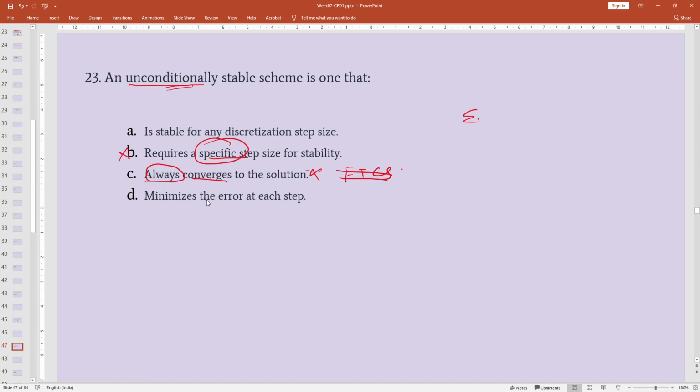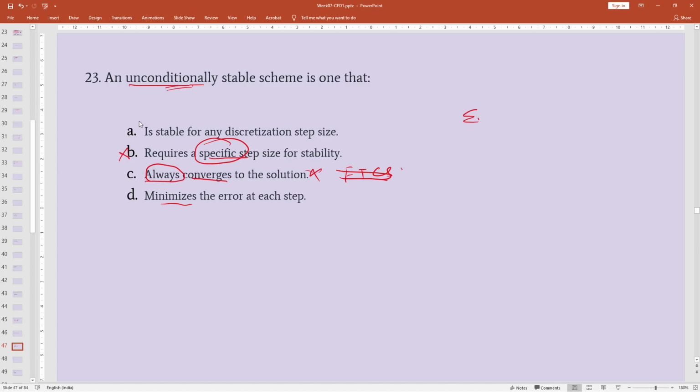Again, option D minimizes the error at each step. So for minimizing the error at each step, the amplification factor should be less than 1. So that also we can't assume from unconditionally stable. Unconditionally stable means it is not the error. The only thing we can assume or we can be sure from the word unconditional here is that the error won't grow.